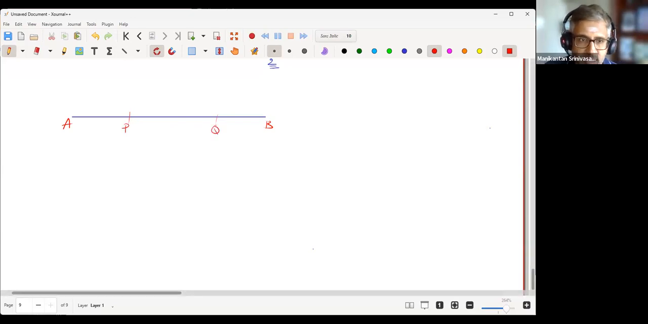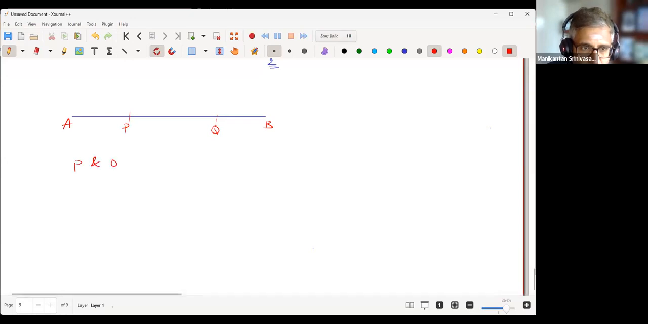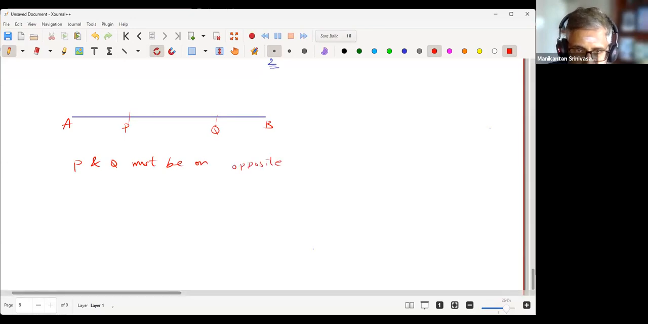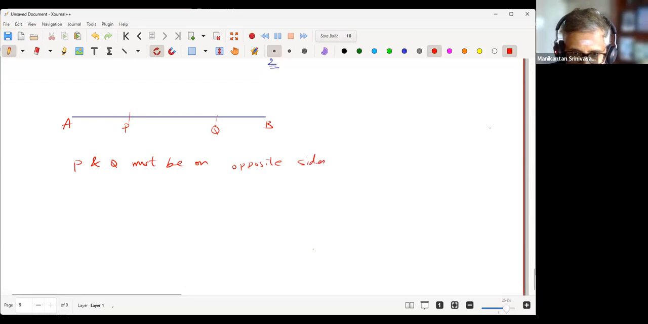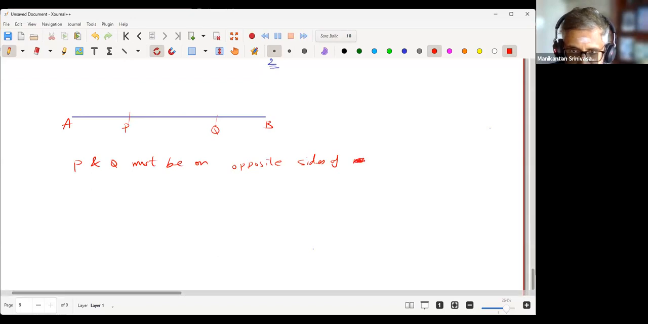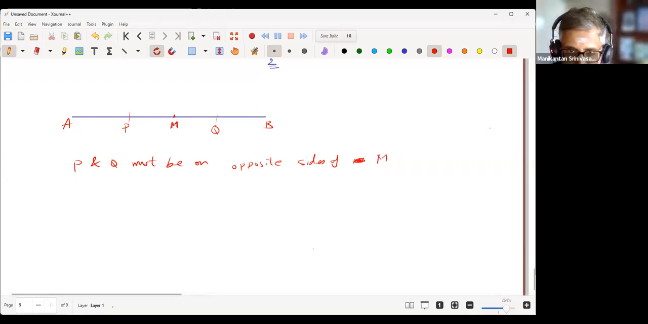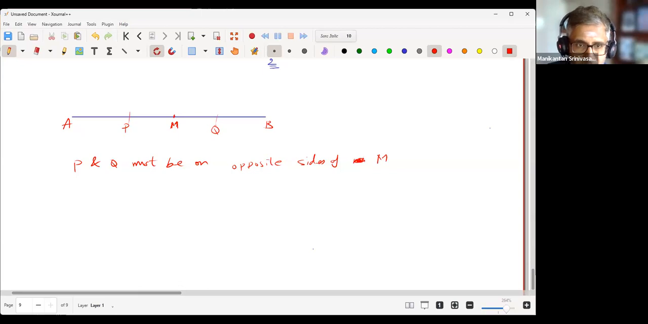So one thing is obvious, that P and Q must be on opposite sides of the midpoint. Let's say the midpoint is M, the 50 centimeter mark. Opposite sides of M. That's obvious, because if P and Q fell on one side, then the remaining portion will be bigger than half. So P and Q must be on opposite sides of M.